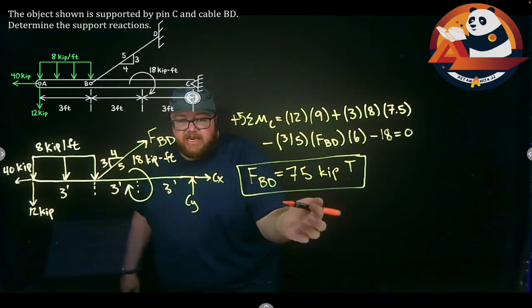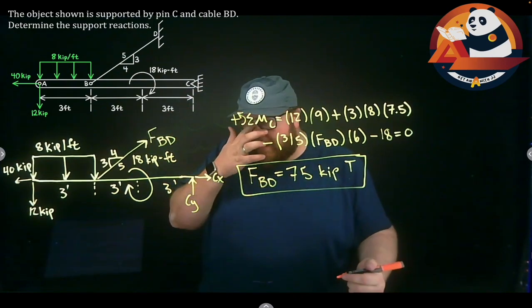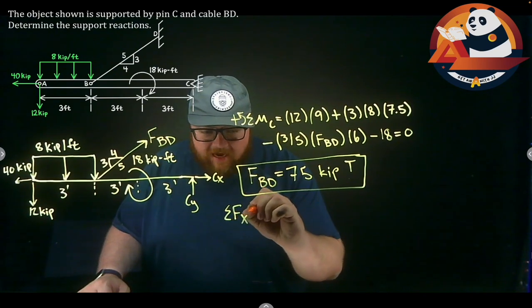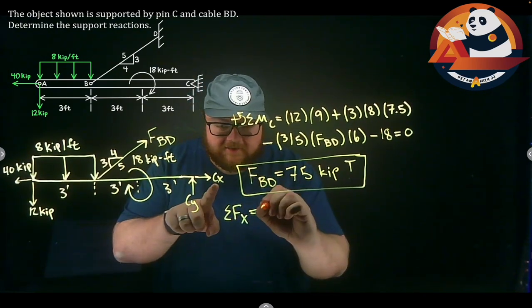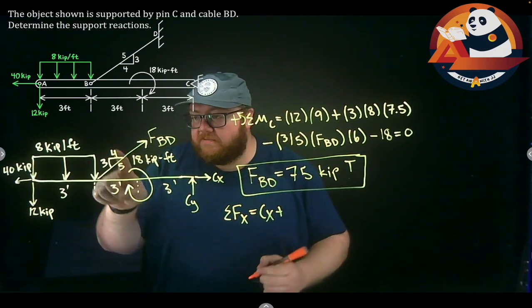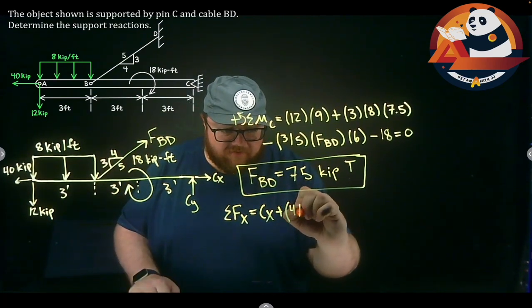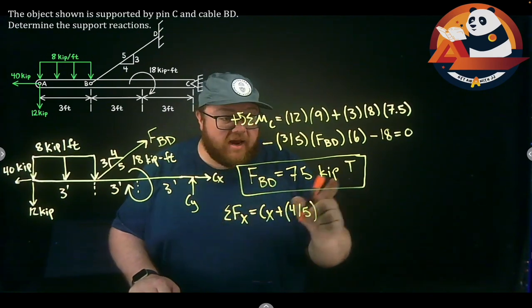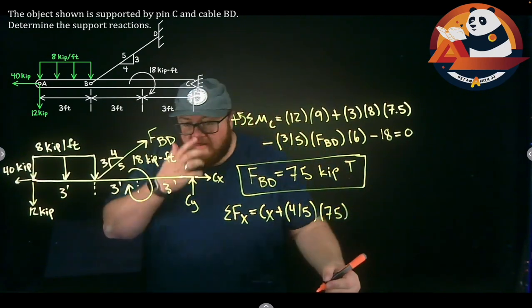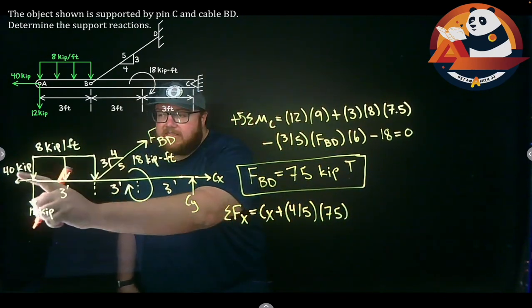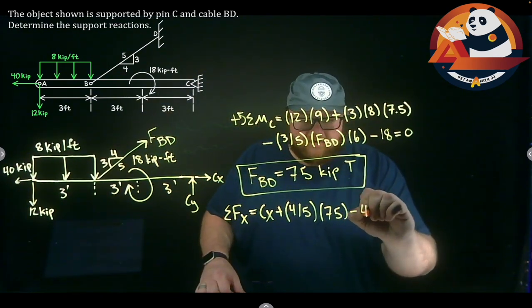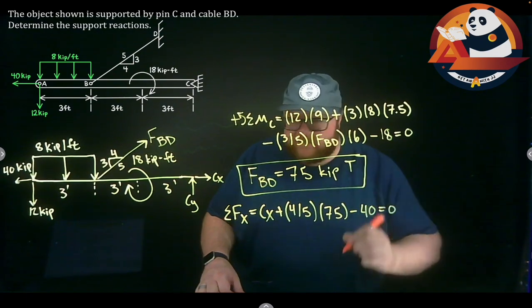From here, I still need to get Cx and Cy. I can just sum forces in the x and the y direction to get those. So summing my forces in the x direction, I have Cx plus the x component of FBD, which would be 4/5 of FBD, but I know FBD, it's 75. So I'll put in my known value, times 75. The only other thing I have in the x is this 40 kips. It's going to the left, so subtract it. Minus 40 is going to get us to 0.